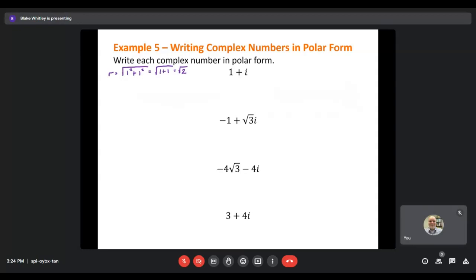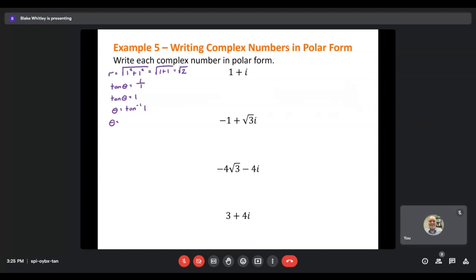All right. Now we need to find our theta. So we take tangent theta equals, remember it's going to be b over a, so the imaginary part over the real part. So it's going to be 1 over 1. It tells us tangent theta has to be equal to 1. And now we can do our inverse. So we do the inverse tangent of 1. And so the two places that tangent could be positive 1 would be either in the first quadrant or the third quadrant, because those are the two quadrants where tangent would be positive.